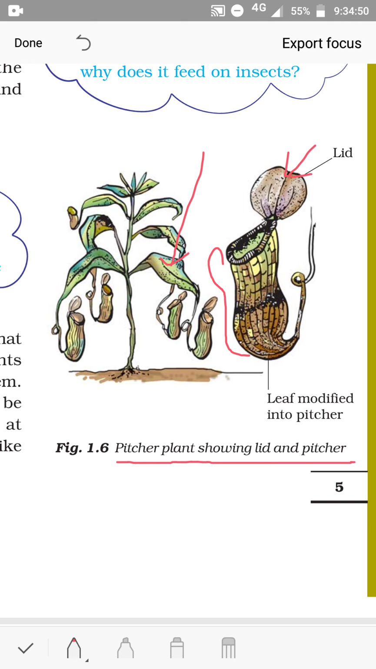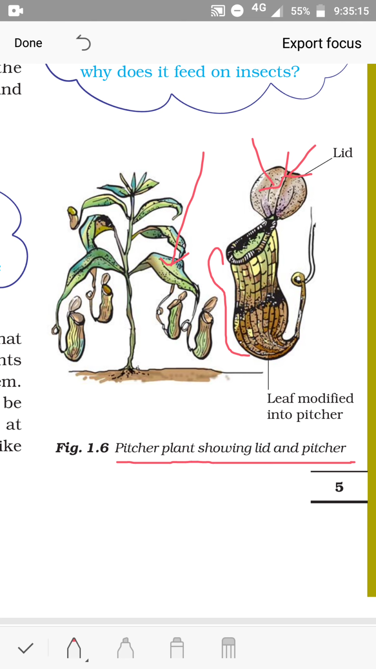When insects sit on this lid, the lid closes, and inside the pitcher there are hairs. These insects get entangled in the hairs. They cannot come out of this pitcher. The plant pours the digestive juices in it and digests it. They have got green colored leaves, but even then they take the insects as their food.